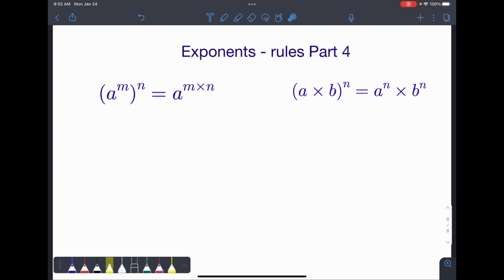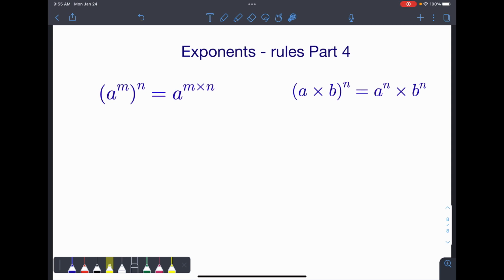So in parentheses, we have a to the power of m. And what's inside the parentheses is being raised to the power of n. So we have a to the power of m, to the power of n. All right, and we can simplify this to what's on the right-hand side. We can take the two powers and multiply them by each other.